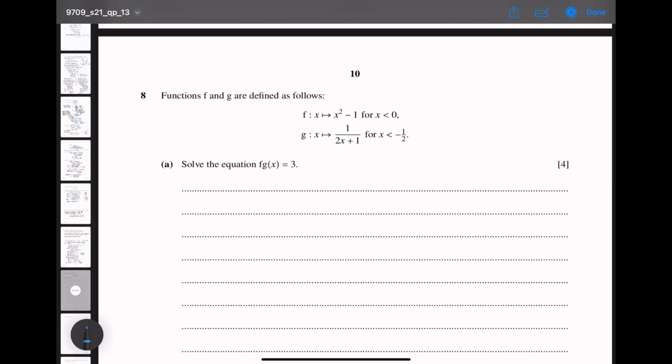g(x) is another function, that is 1 over 2x plus 1 for x less than negative 1 over 2. This is the domain of g(x): x is less than negative 1 over 2. Solve the equation f(g(x)) is equal to 3. Solve means we have to find the value of x from this equation.